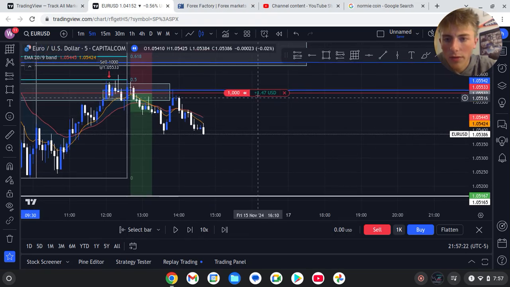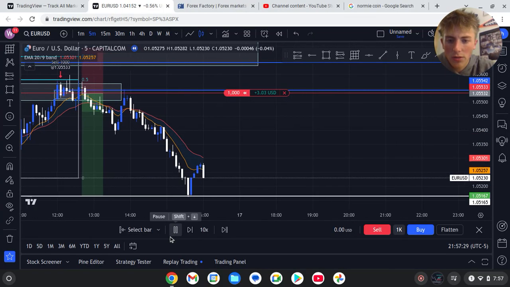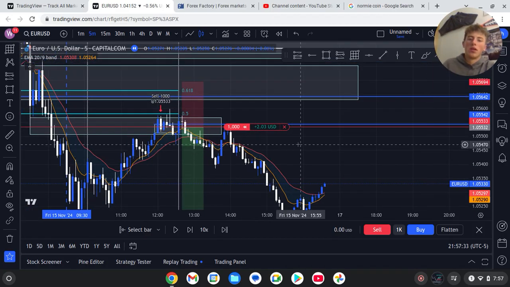I would have got stopped out right there for break even. No money won or lost. But then as you can see, price goes all the way down in the direction, hitting the full take profit right there. So, was the trade bias correct? Yes.